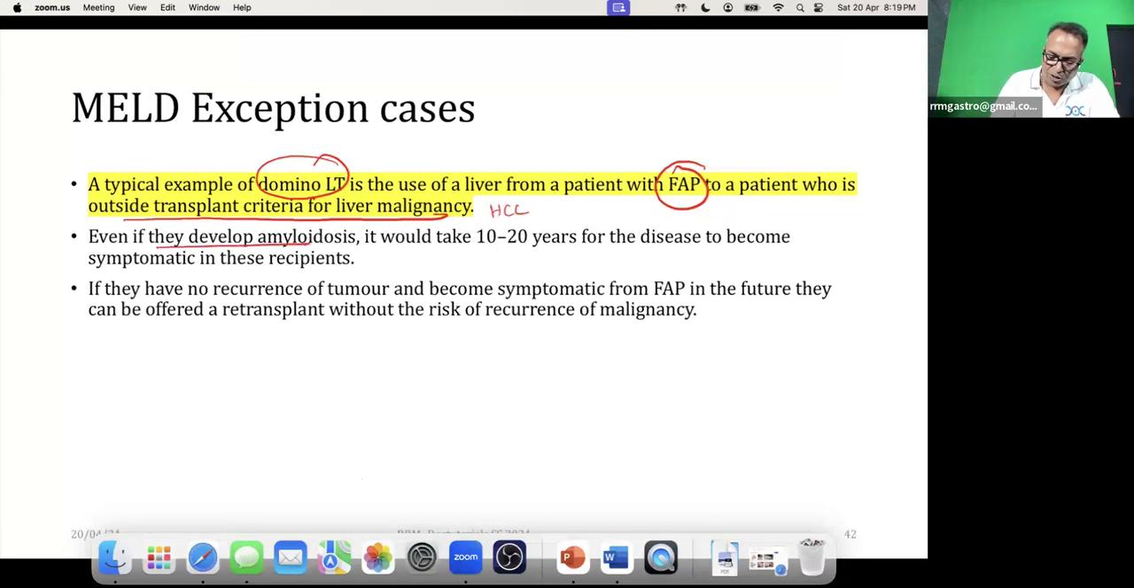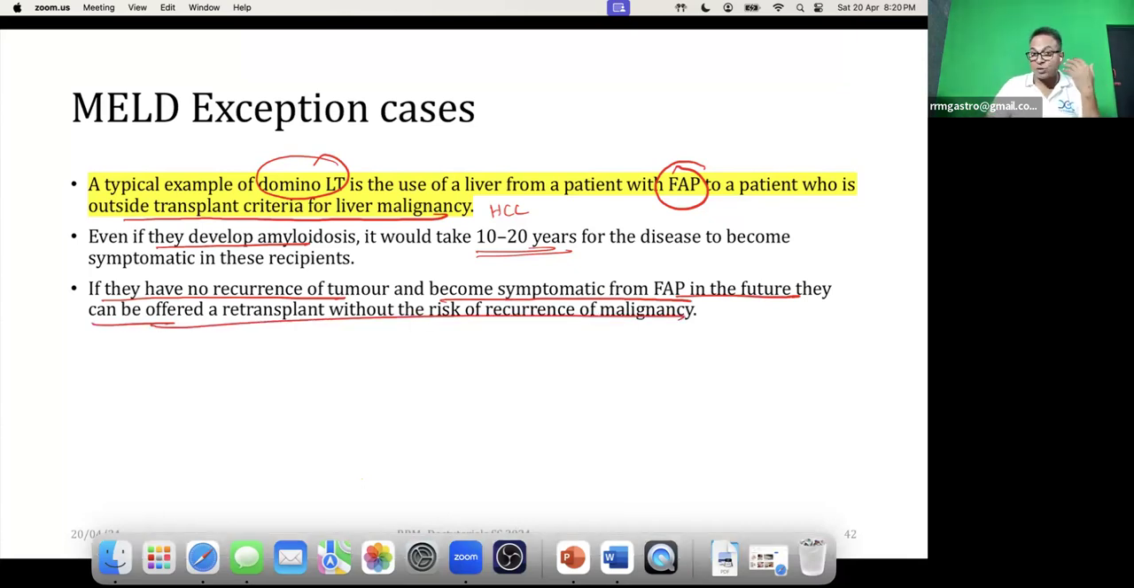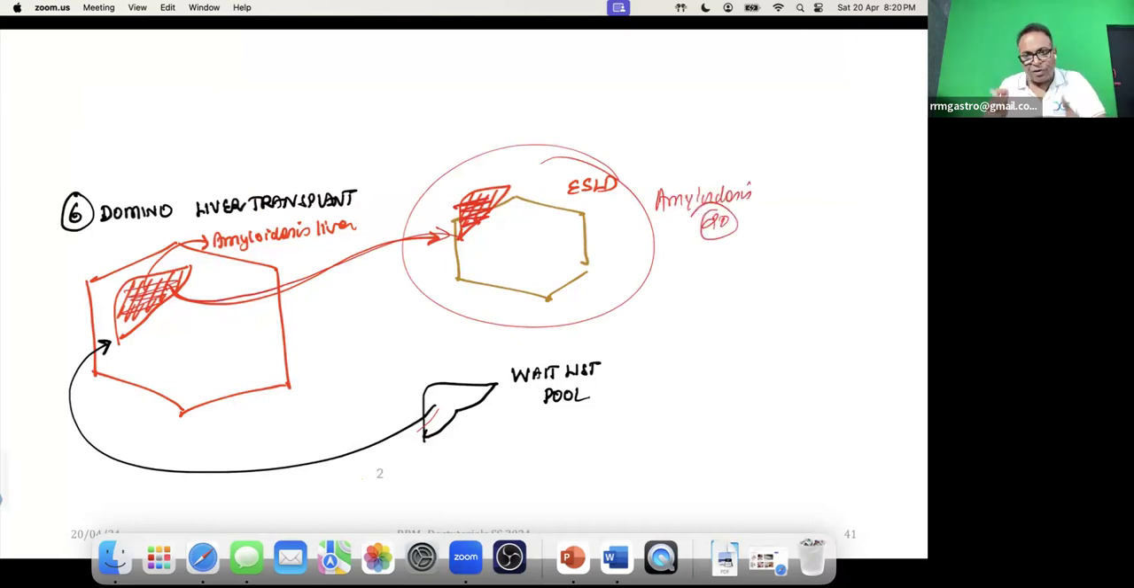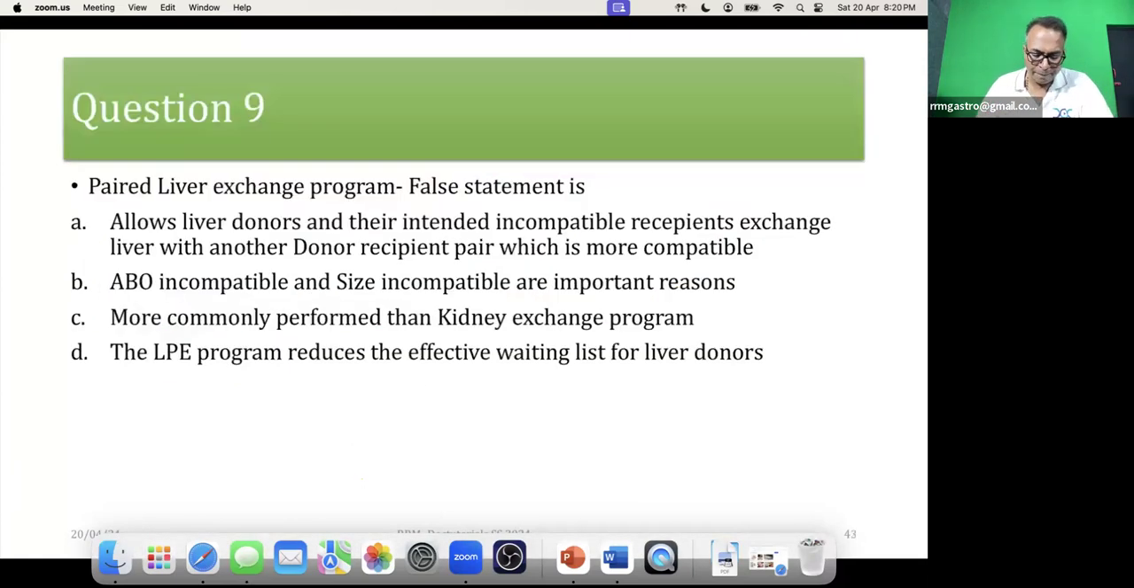Even if they develop amyloidosis, it will take 20 years. Therefore, it is nothing to worry about. Even if they have no recurrence of tumor and become symptomatic from FAP in the future, they can be afforded a retransplant. You can always wonder, sir, what will happen? Will this fellow not develop amyloidosis? Yes, if he develops amyloidosis, it takes 20 years, and then I will do another transplant. That is what they are saying. They can do another transplant.